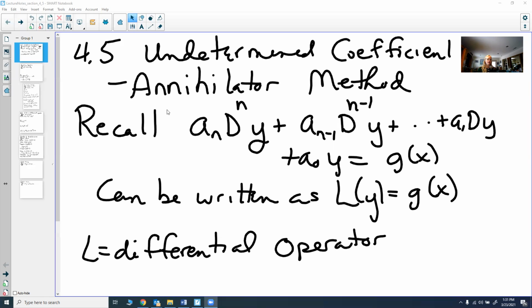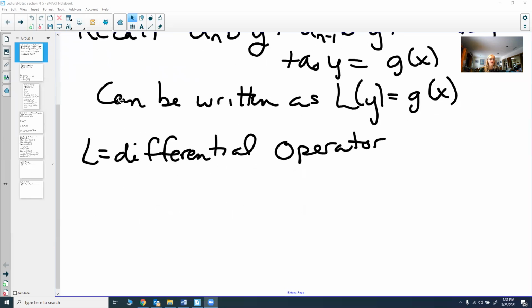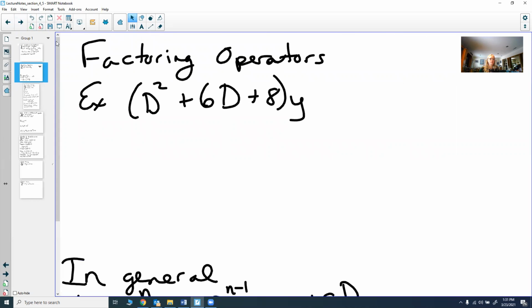We call that a_n times the nth derivative of y plus a_(n-1) times the (n-1)th derivative of y, all the way down to a_0 times y, equal to g of x, can be written as the linear operator, or the differential operator, L of y equals g of x. So this is the notation that we will be using in this material. The nice thing about this notation is we can actually factor the operators, just like you would factor in other things.